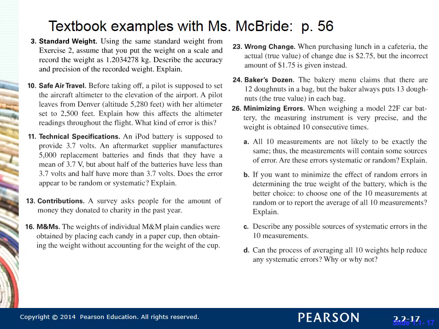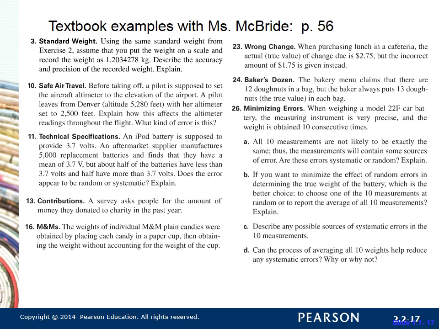All right, and the proper answer, now that you've thought about it, would be random, because somebody's just recording them. So really, some will be high, some will be low. They won't be consistently off by the same amount. So that could be a random error. Part B, if I want to minimize the effect of the random errors in determining that true weight, which is the better choice? Do I choose one of the 10 measurements, or do I report the average of all 10?